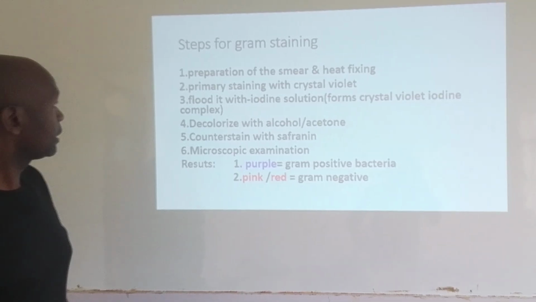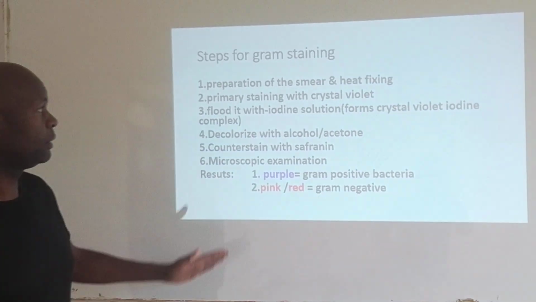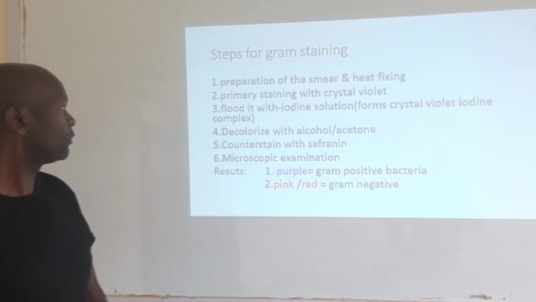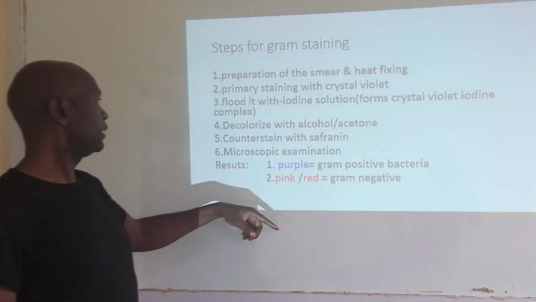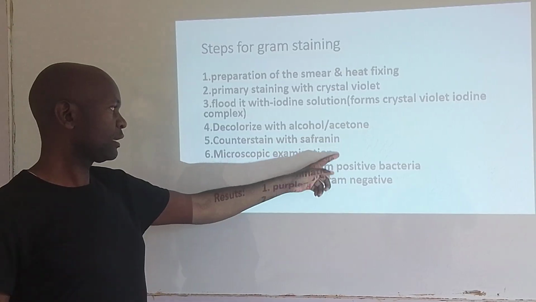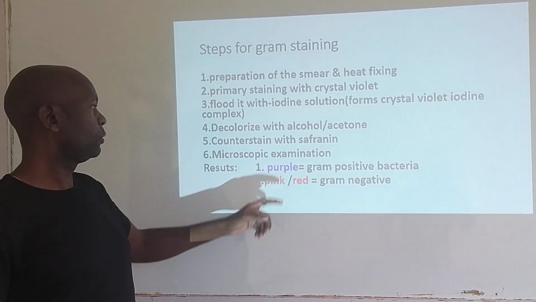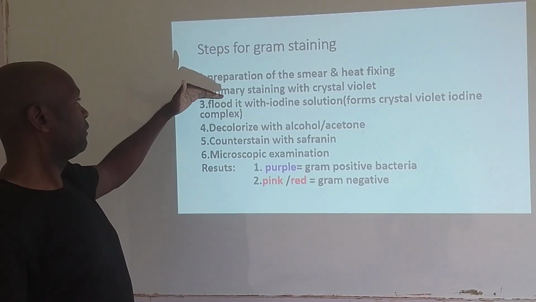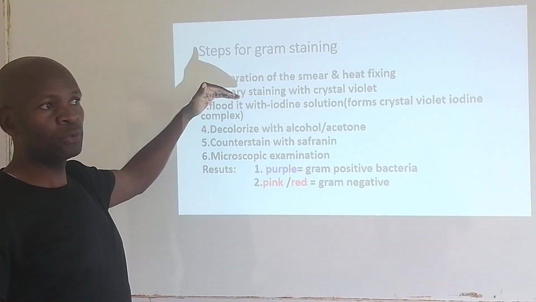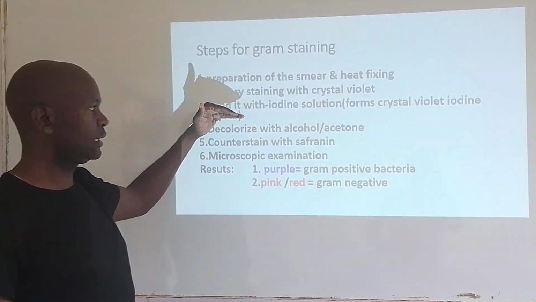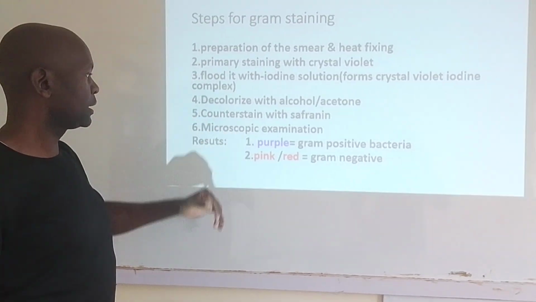So these are the steps for gram staining. You prepare the slide, you do what you call primary staining, you flood with iodine, you decolorize with alcohol, you counterstain with safranin, and then you do microscopic examination. And what you need to remember is that after every staining, you stain for 1 minute, and then rinse with water, stain 1 minute, rinse with water, until this stage.